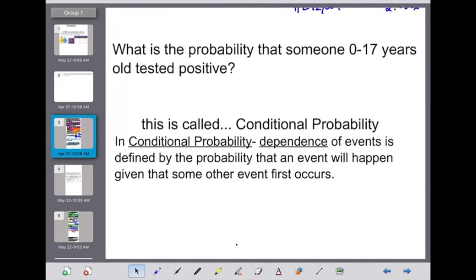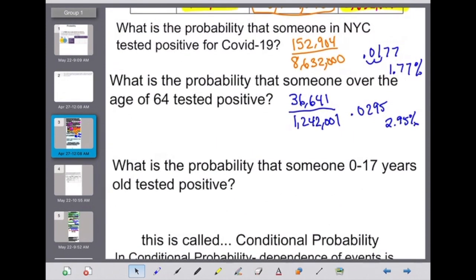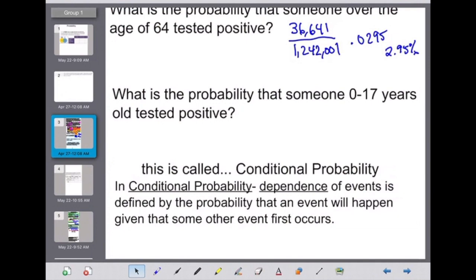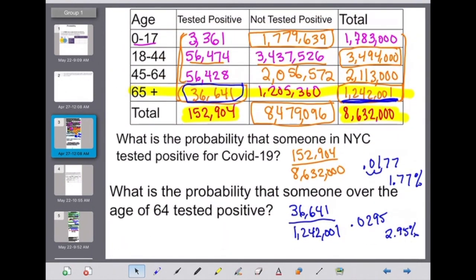Conditional probability is the dependence of events, defined by the probability that an event will happen given that some other event first occurred. So pause the video, write that down. What that means is it's the probability that someone tests positive given that they are already in the 65 plus age group. So you are setting a whole world parameter saying I'm now only looking within this world. So I have a new total, and that's where I'm going to find my probability.